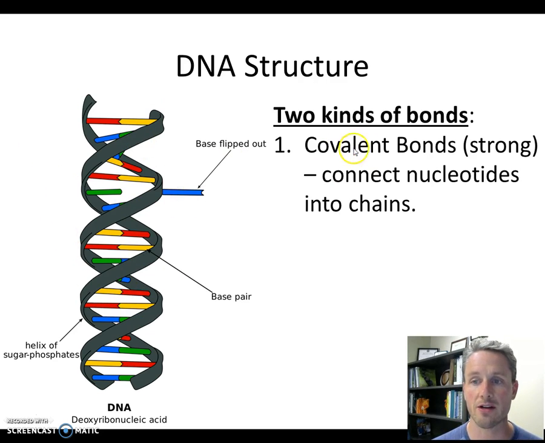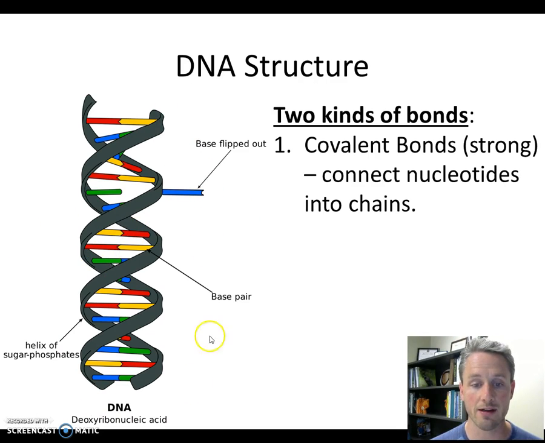So the first kind of bond is a covalent bond. You'll remember from our discussion of bonds at the beginning of our course that covalent bonds are very strong. And the covalent bonds are found in the structure. They connect these chains of nucleotides together into these long strings. So each of these twisting strings is one chain of nucleotides held together by covalent bonds in that chain. Okay, so from top to bottom, this molecule is very strong. It's held together by these strong covalent bonds.